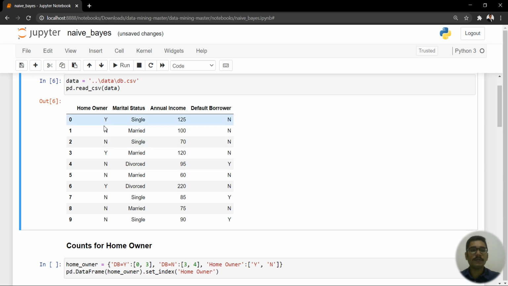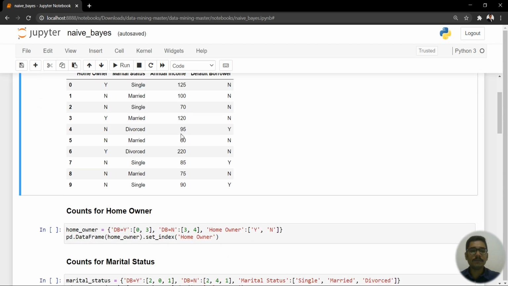So you have homeowner, which is a binary valued categorical attribute. Marital status, which is again a categorical attribute, but it has three values. And annual income, which is a continuous valued attribute. So we have to use a different formula, that is a Gaussian estimate, in order to use it for classification. So numeric columns are handled in that way in Bayesian classification.